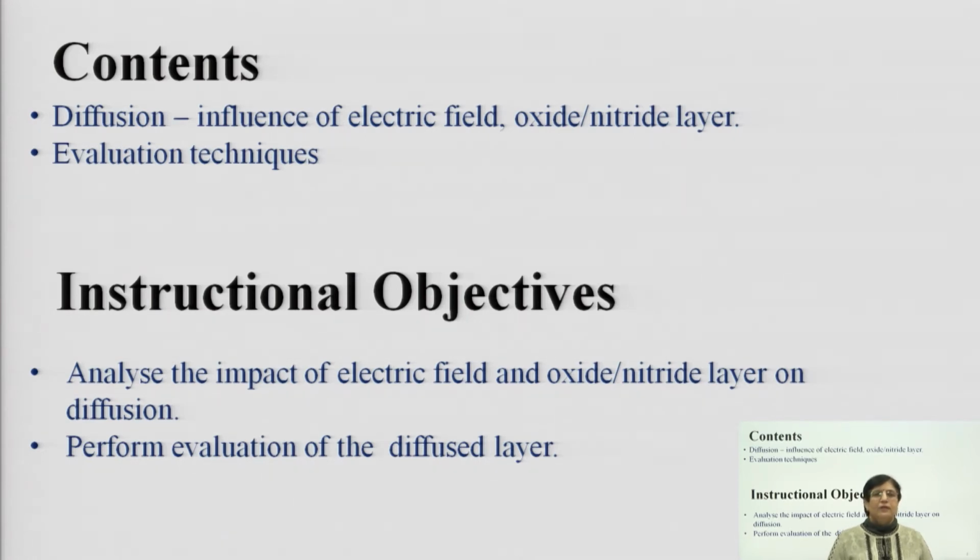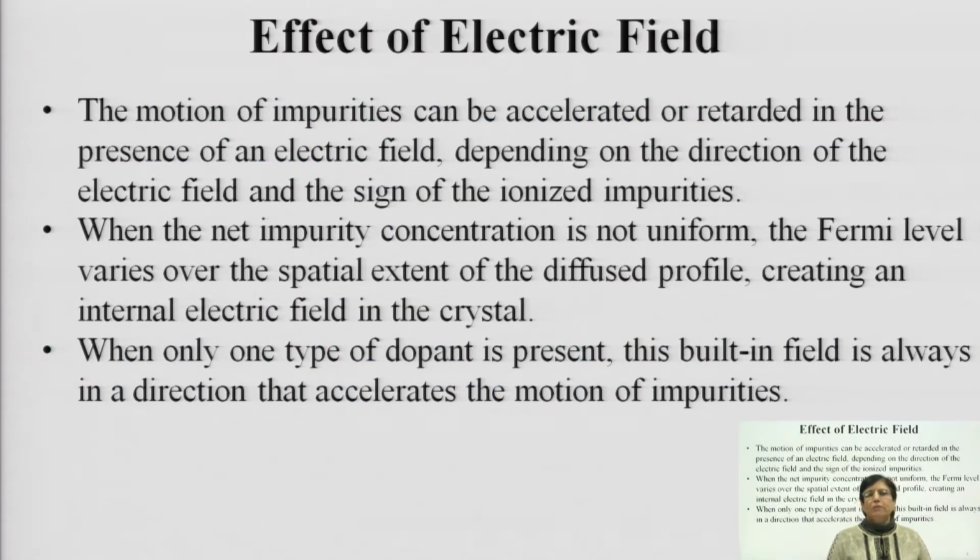The instructional objectives, or what I expect you as a student should be able to understand at the end of this lecture: you should be able to analyze the impact of electric field, oxide and nitride layer on the diffusion. You should be able to describe or perform the evaluation of the diffused layer which you have obtained post diffusion.